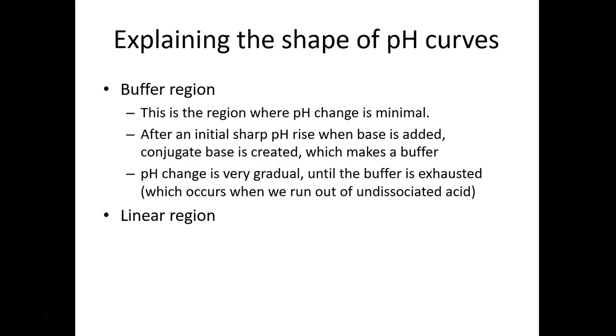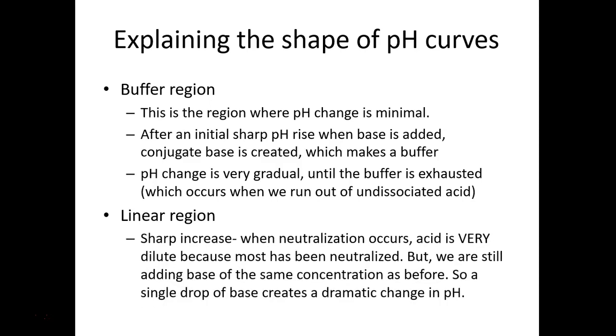And then we see the linear region, and this occurs in both the weak acid and the strong acid titration curves. There's a sharp increase when neutralization occurs, and again, this is because at this point, the acid is very dilute. So each drop of base then contains a lot of moles of hydroxide compared to the moles of hydrogen ions. This is why we see a dramatic change in pH. And you also have to remember it's a logarithmic scale. When we get up to a pH of 5, for example, the concentration of hydrogen ions is 10 to the negative 5th. So if we had a 0.1 molar solution of base, that's quite a lot of moles of base compared to the moles of acid in the solution.